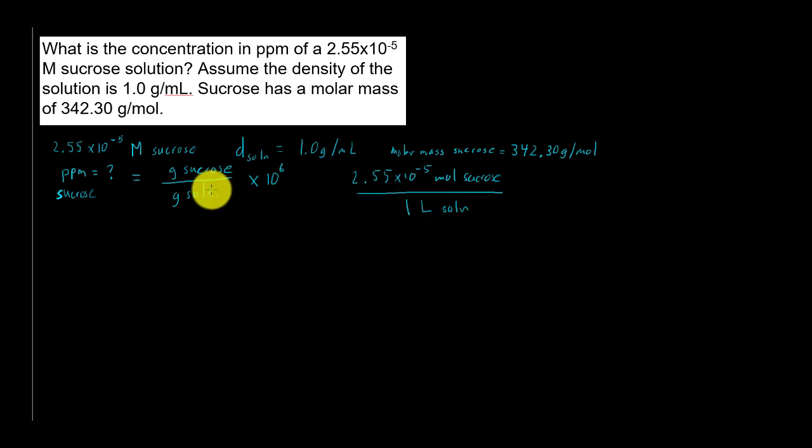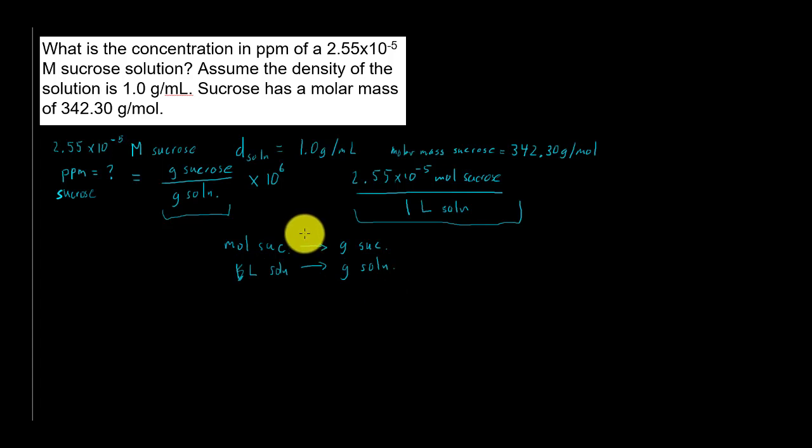So if I think about this bit right here and this bit right here, what I'm going to need to do is go from moles of sucrose in the numerator, so I'll abbreviate that suc, so moles of suc, to grams of sucrose, suc, there we go. So moles of suc to grams of suc, we're going to have to convert that in the numerator, and then in the denominator it looks like I have to go from liters of solution to grams of solution. All right, so we know how to do this first conversion, right?